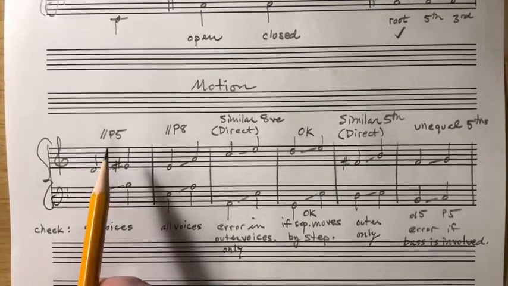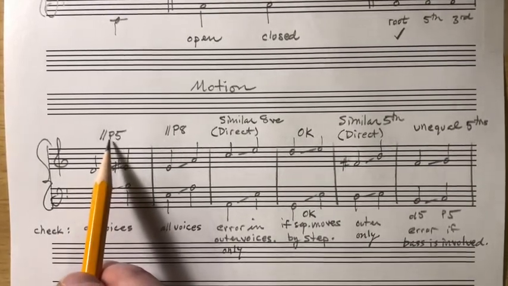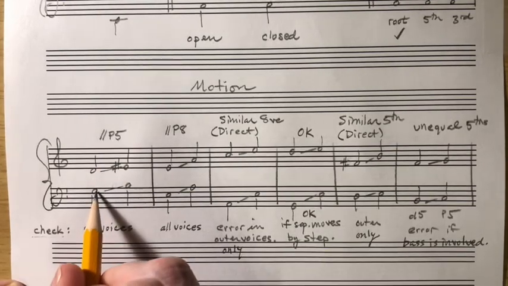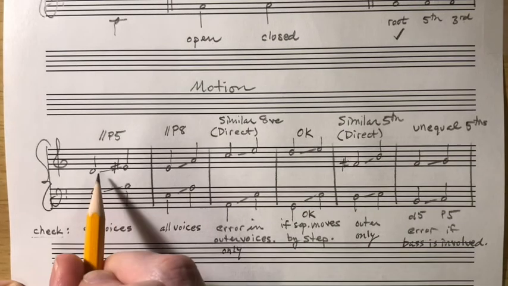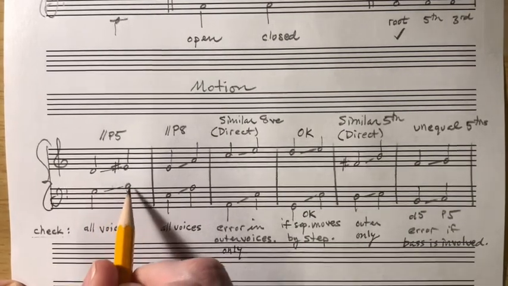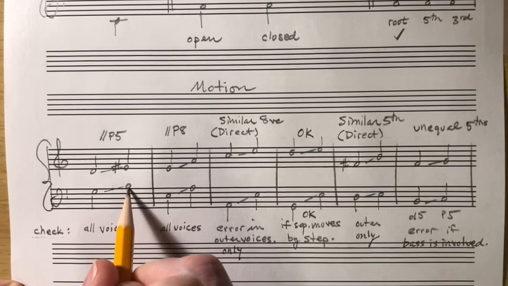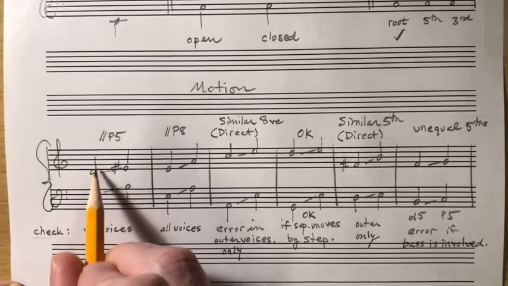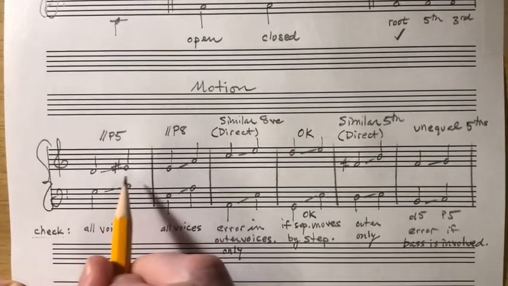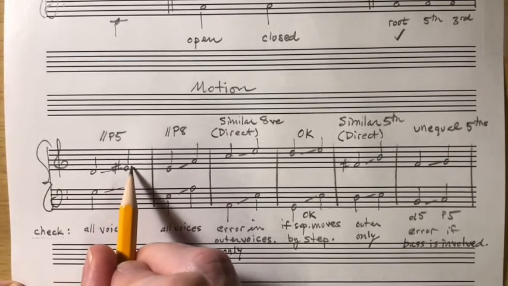So first, let's look at an example of parallel fifths. There is a perfect fifth from the G up to that D. The two voices move together, both of them rising by a third, and they stop on another perfect fifth between the B and the F sharp. So both of these vertical intervals are perfect fifths. The voices move in parallel motion, so this is an error.